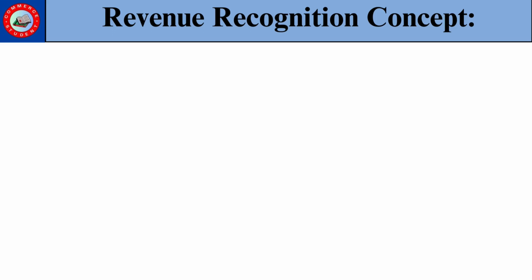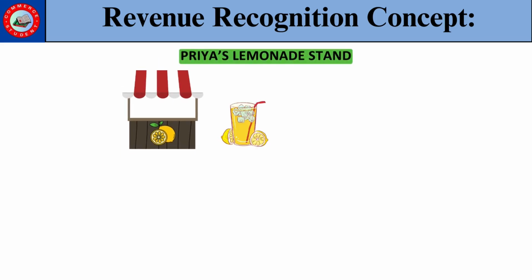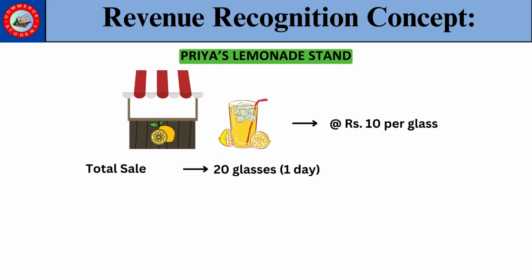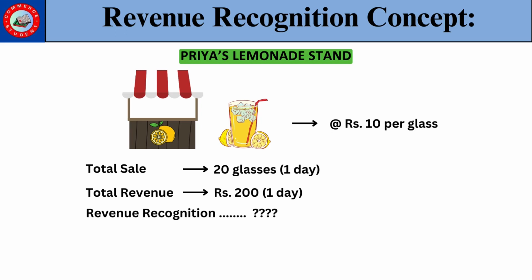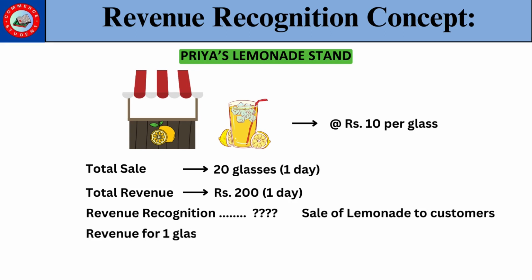For example, Priya sets up a lemonade stand and sells lemonade for rupees 10 per glass. On the first day, Priya sells 20 glasses of lemonade and receives rupees 200 in total. When will Priya recognize her revenue? Priya recognizes revenue at the time of sale when the lemonade is sold to customers. The revenue from each glass of lemonade sold is recognized immediately, that is 10 rupees. And at the end of the day, the total revenue earned is recognized for that day's sales, that is 200 rupees.